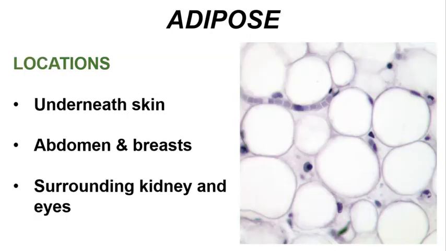And finally, the last of the loose connective tissues is adipose tissue. The large bubble-like cells that we see in adipose tissue are packed with lipids called triglycerides. Adipose tissue is primarily located underneath the skin. That is, it's situated between the skin and the skeletal muscles. We also see that it's a major component of breast tissue, and it's also found in the abdomen. And finally, it surrounds delicate organs such as the kidneys and the eyes.